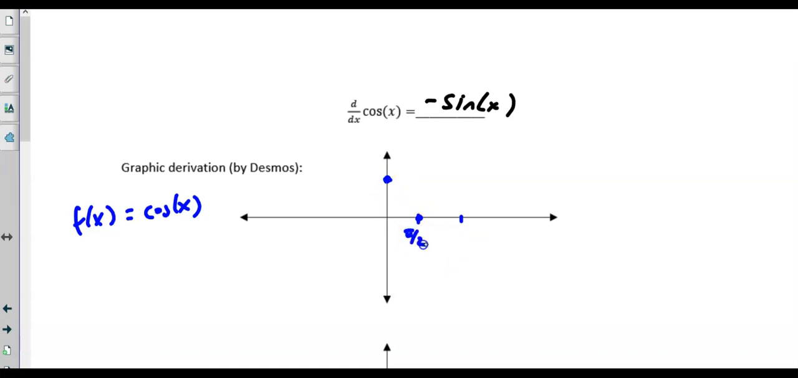this is pi over 2. Cosine of pi over 2 is 0. Cosine of pi is negative 1. Almost messed up again. Cosine of 3 pi over 2, that's 0. Cosine of 2 pi, that's 1. So we get this looking graph.